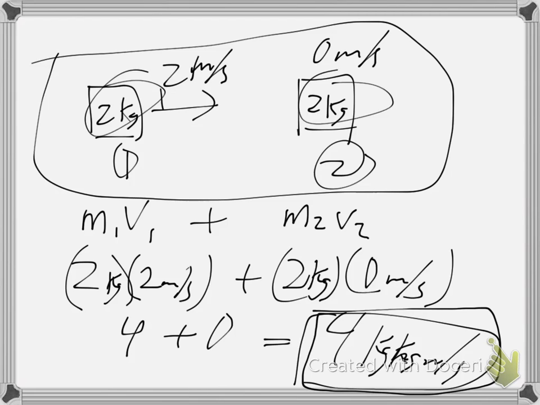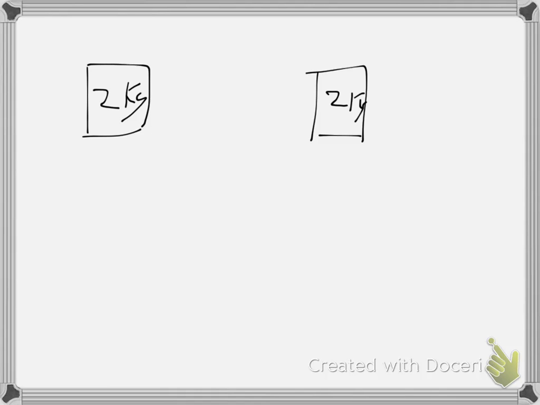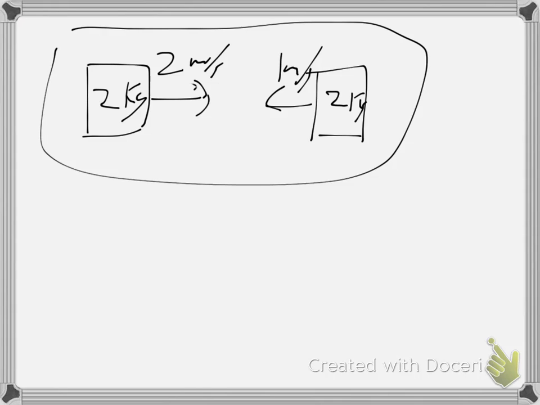Now, suppose that the two boxes are moving in some other direction. Let's suppose we have these two boxes. One is moving at 2 meters per second to the right, and the other one is moving at 1 meter per second to the left. Now, we're going to say this is our system, and that it's going to be closed, and I want to figure out what the total momentum of this system is.